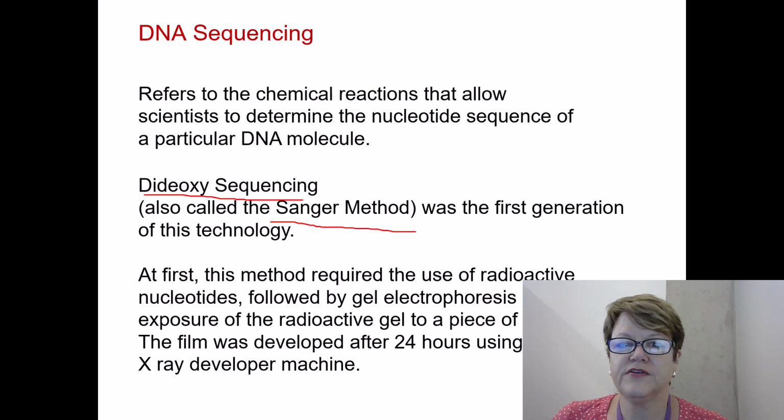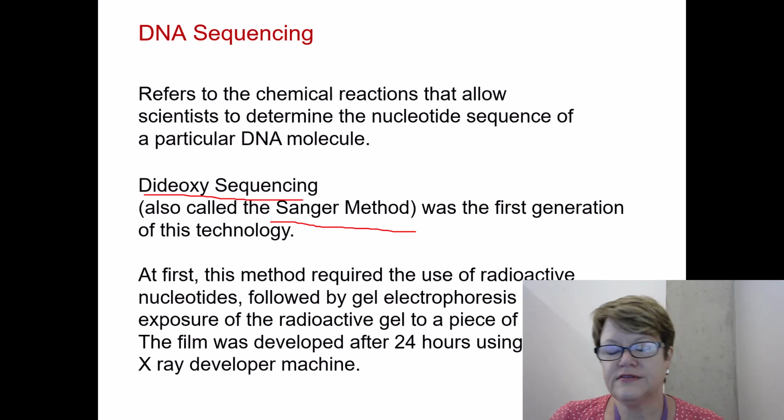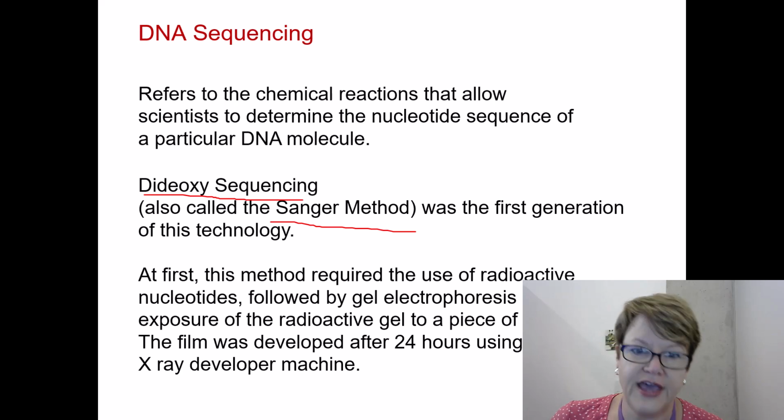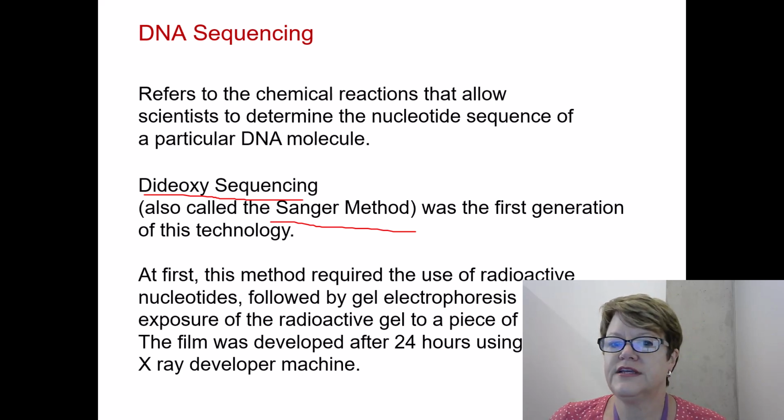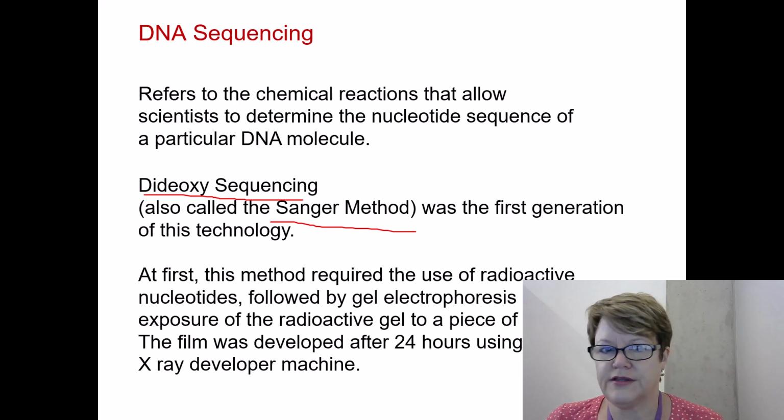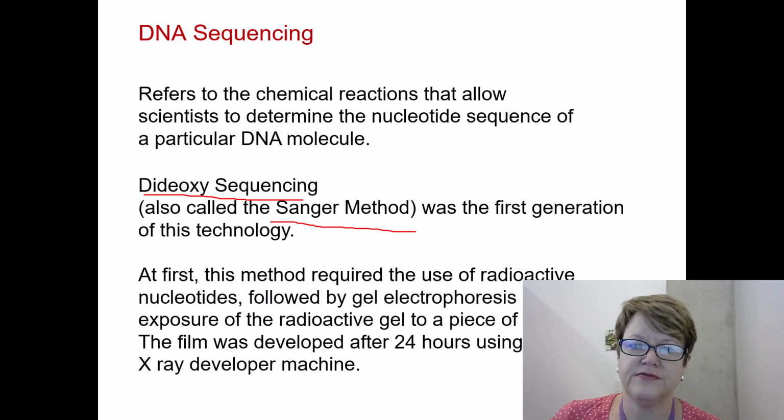And really, the first method, the Sanger method, required the use of radioactive nucleotides, followed by gel electrophoresis, and then the exposure of that radioactive gel to a piece of X-ray film. So the first couple genes that I cloned were done this way. Radioactivity is somewhat hazardous, and there's a lot of training for the handling of all of that we had to go through. The film was then developed after, I'd say, 24 hours-ish, and we just use a regular X-ray developing machine that you might have, for example, in a hospital. So some of you might be familiar with that.